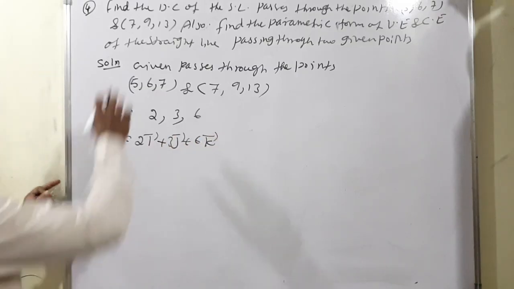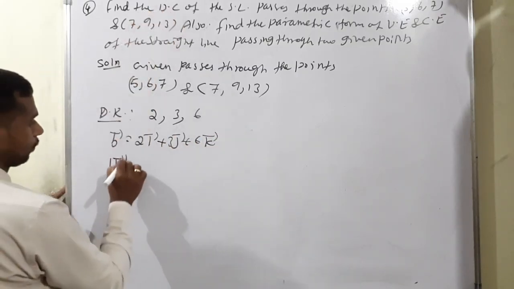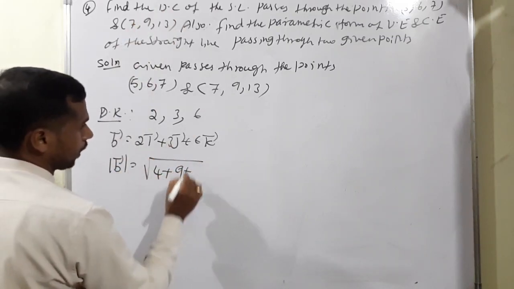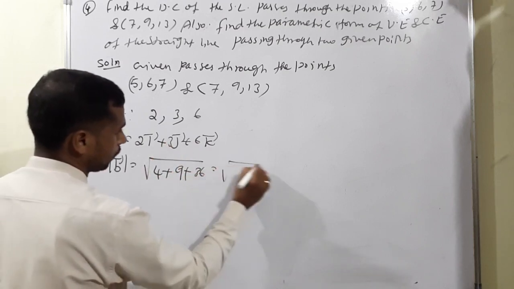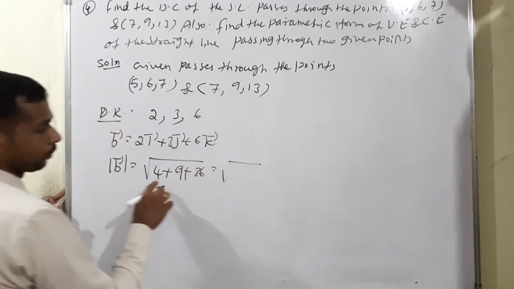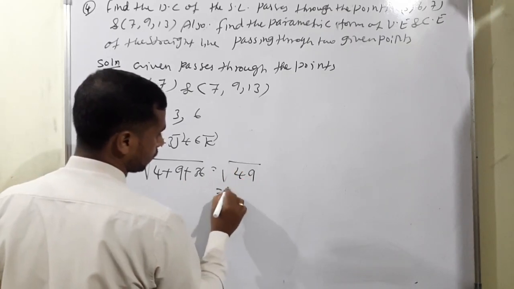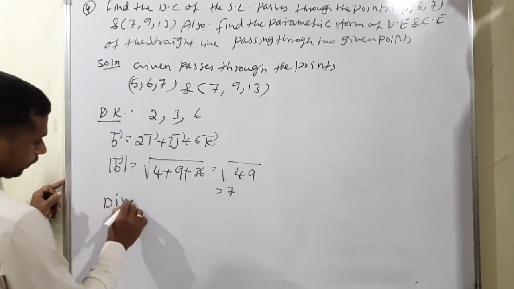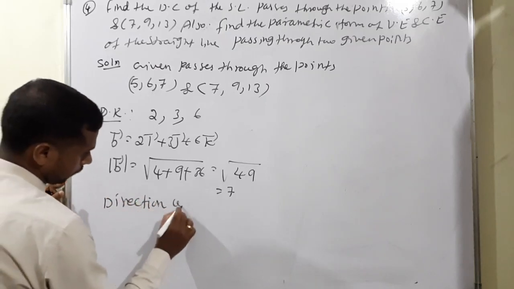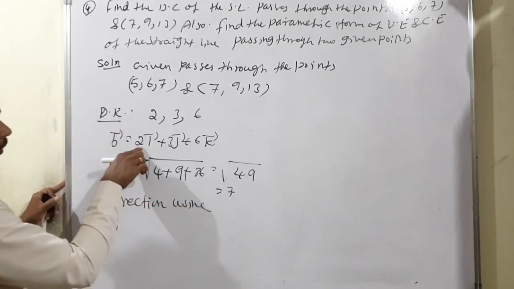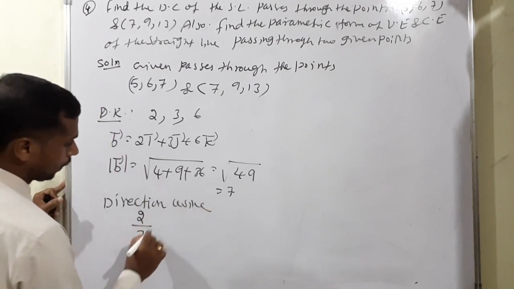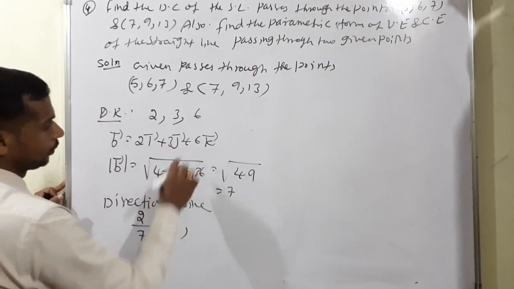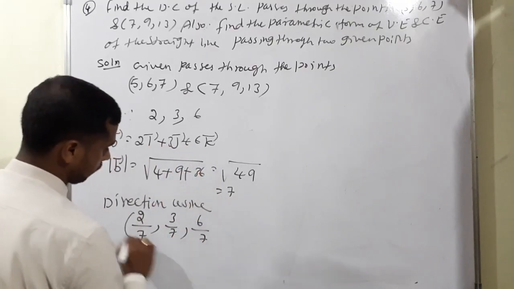Now we need the direction cosine. Therefore, the modulus of the b vector: 2 squared means 4, 3 squared means 9, 6 squared means 36. So 36 plus 9 is 45, 45 plus 4 is equal to 49. The root of this is 7. Therefore the direction cosine means the coefficient of i, 2 divided by 7, comma, coefficient of j, 3 divided by 7, comma, coefficient of k, 6 by 7.